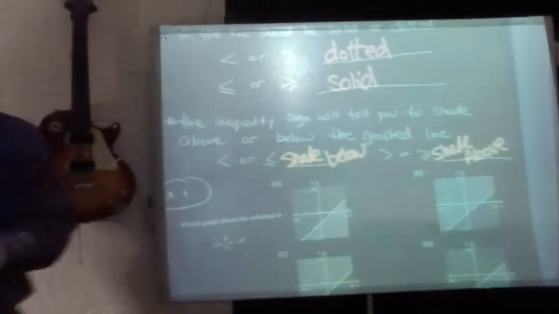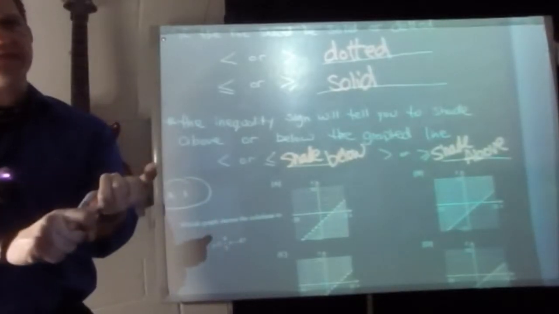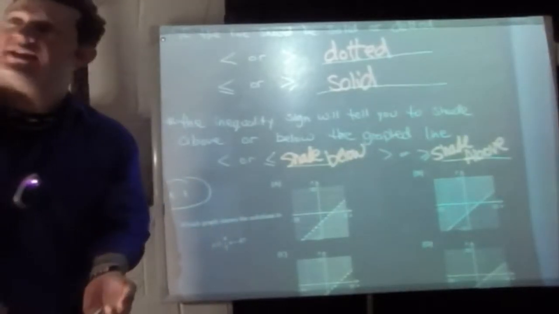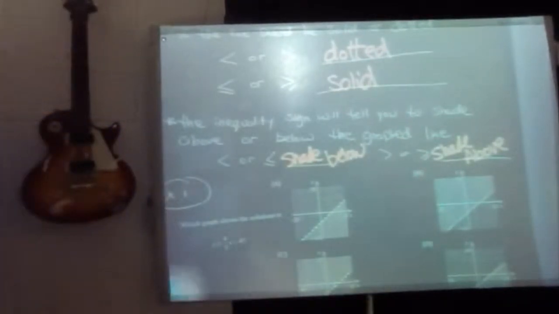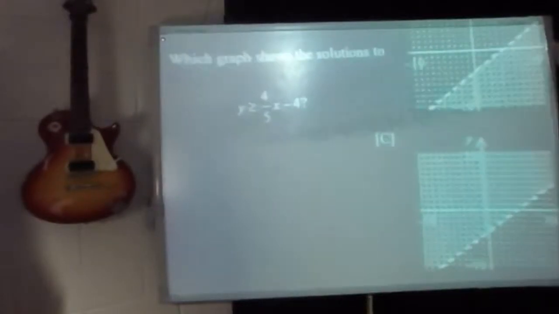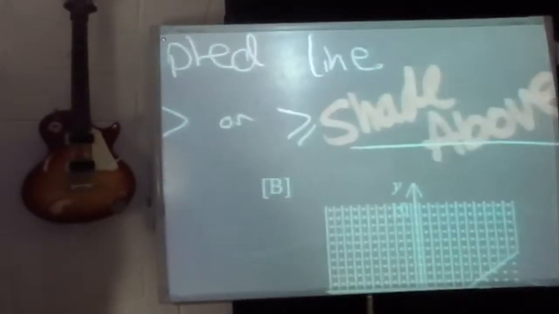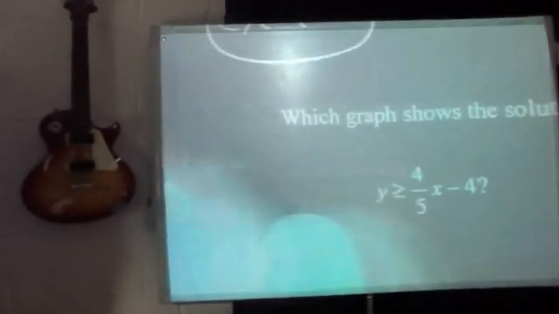A lot of times you can just look at the problem and we don't have to do any work. Just understand the dot and the shade and we're done. Like this first one. Let's go and look at this. We got shade below or shade above. All right, here's the first one.